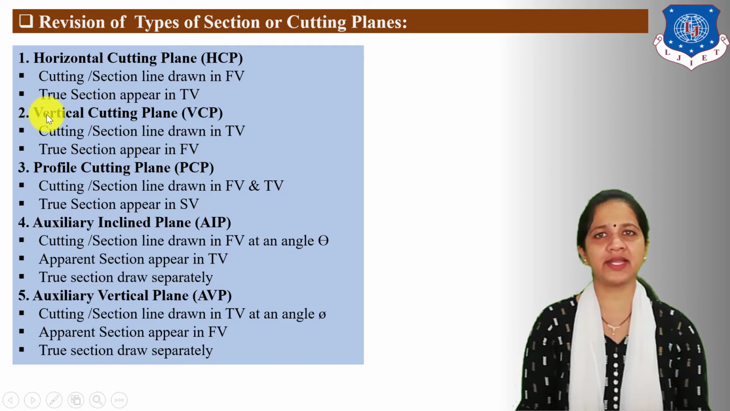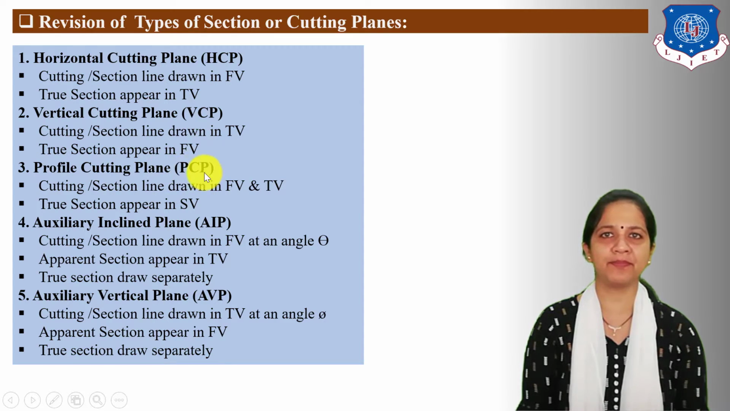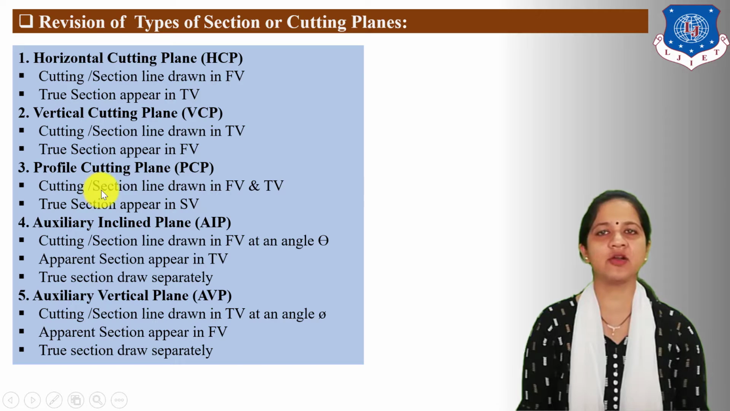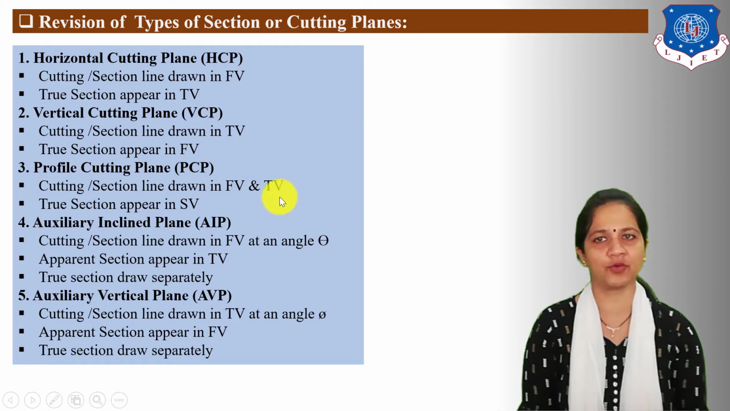When any solid is cut by a vertical cutting plane VCP, then the cutting or section line is drawn in the top view, and the true shape of the section appears in the front view. When any solid is cut by a profile cutting plane PCP, then the cutting or section line is drawn in both the front view and top view, and the true shape of the section appears in the side view.